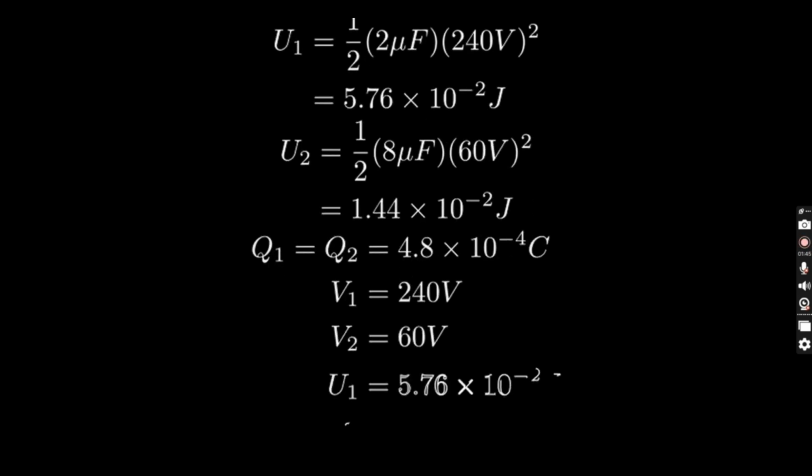Let's summarize our results. The charge on each capacitor is 4.8 times 10 to the negative fourth coulombs. The voltages are 240 volts and 60 volts. And the energies are 5.76 times 10 to the negative second joules and 1.44 times 10 to the negative second joules.